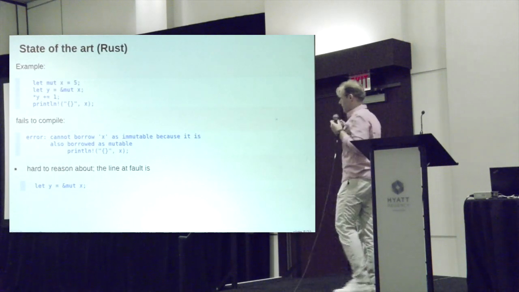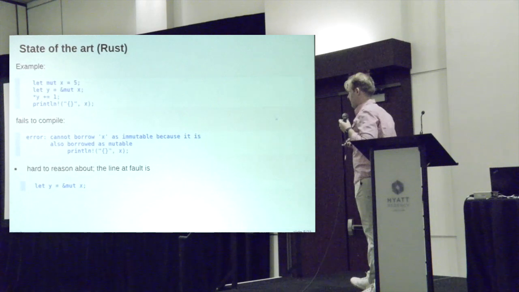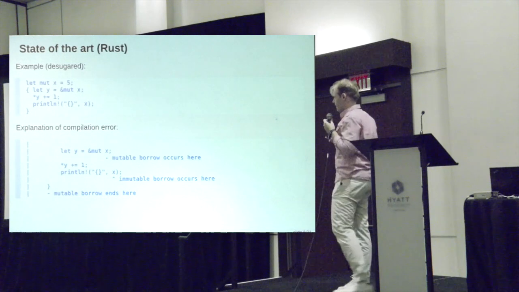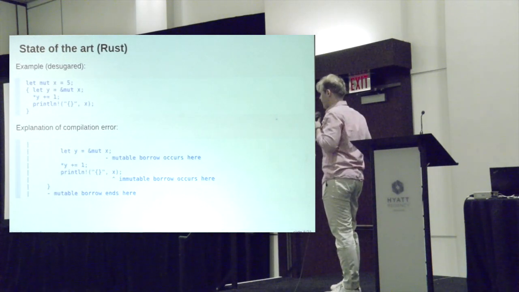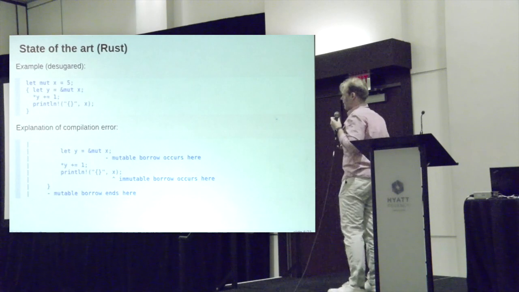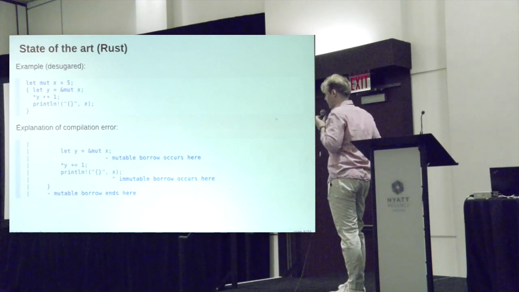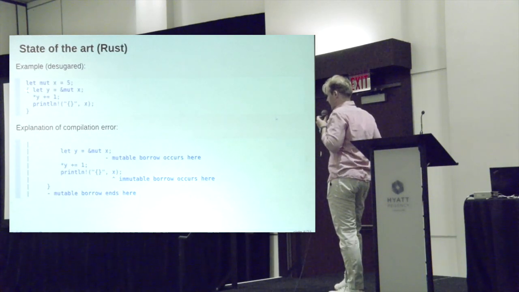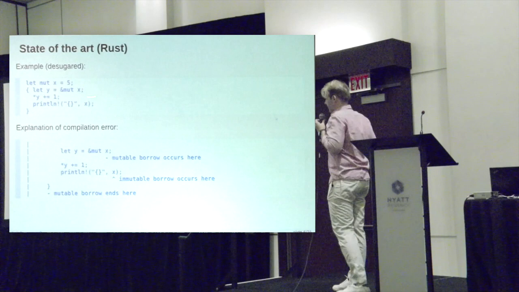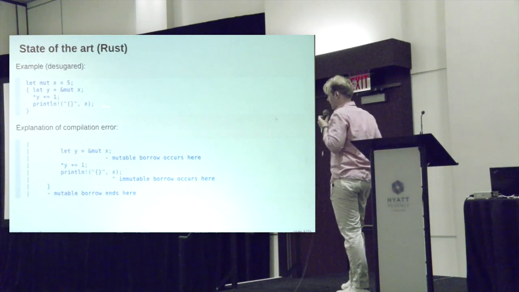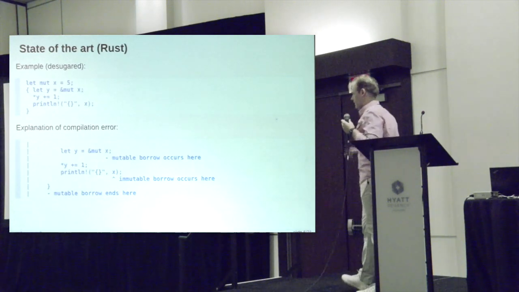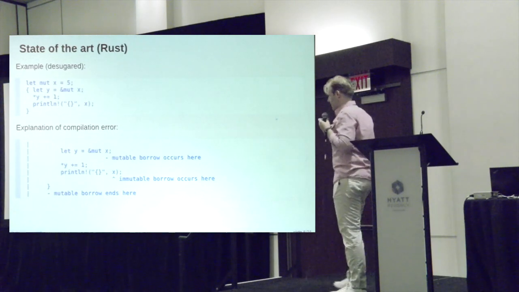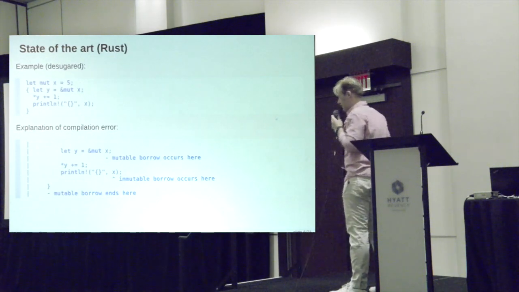It's hard to tell that the line at fault is actually the second one here, but if we take a desugared version, then we'll see that that line causes an implicit scope to be open, which ends at the end. So in this new scope, indeed, there is shared mutability. There is both y and x. The second line borrows x mutably, and the printing borrows it immutably. So that's a violation of those rules. As we can see, Rust's type system is context sensitive.